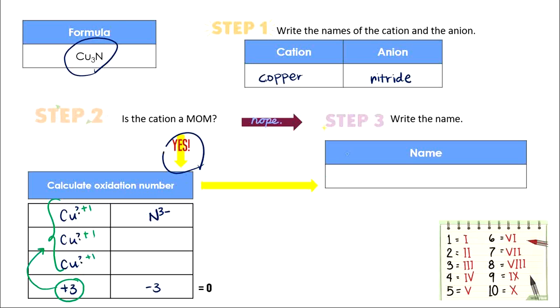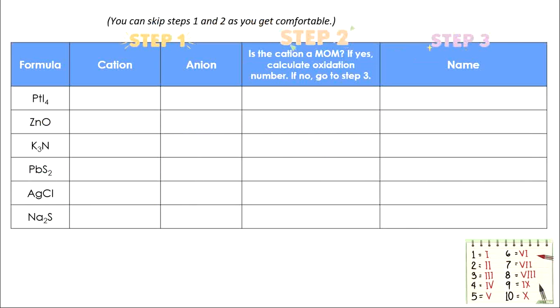So how do we write the name? We write the name as copper, Roman numeral 1, because it's plus 1 as the oxidation number for each copper, nitride. So our final answer is copper(I) nitride. So pause the video here and complete these practice problems. Given the formula of the ionic compound, write the name for these ionic compounds.